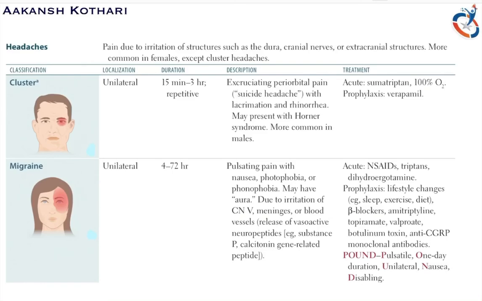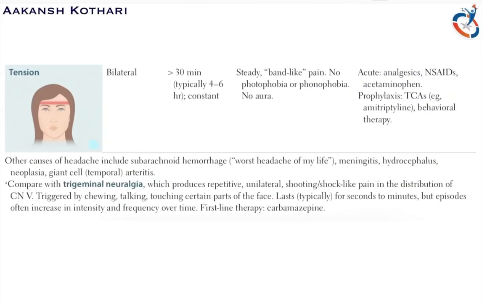Now coming to the third important type of headache, which is the tension headache. Now tension headache is again more common in females, but it is a bilateral headache unlike the other two. Okay, so it is a bilateral headache which lasts for around 4 to 6 hours, that is greater than 30 minutes, and is a constant headache. Now this appears like a steady band-like pain on the forehead, and there is no photophobia or phonophobia, and there is absence of aura. Is this clear?